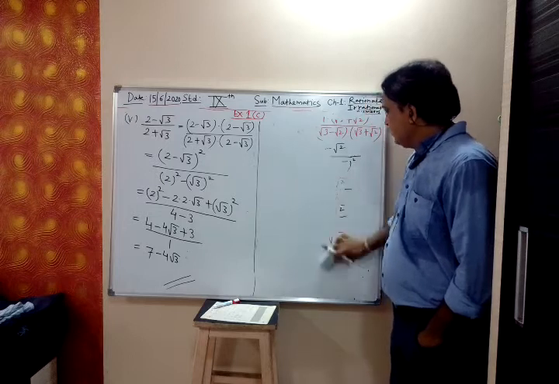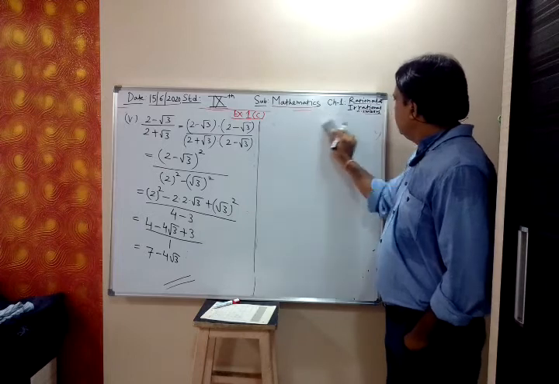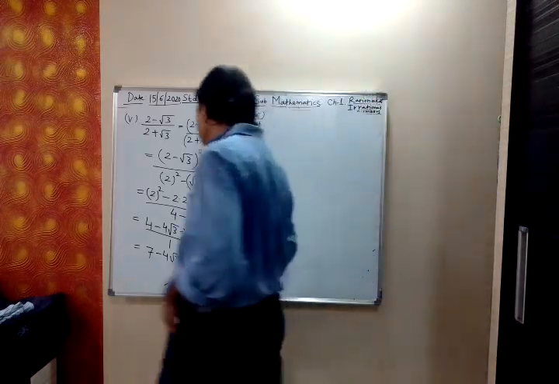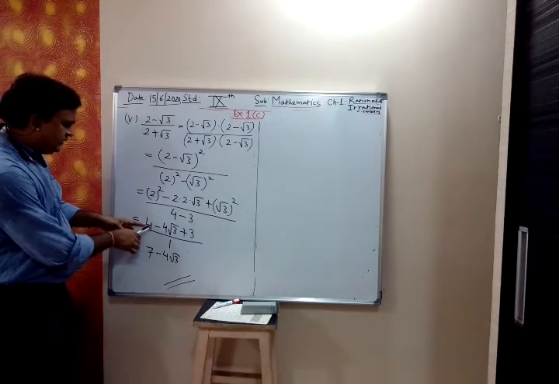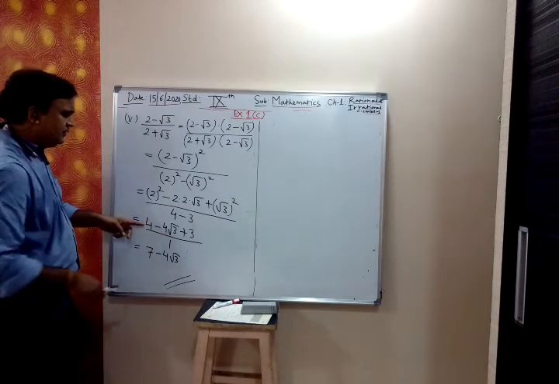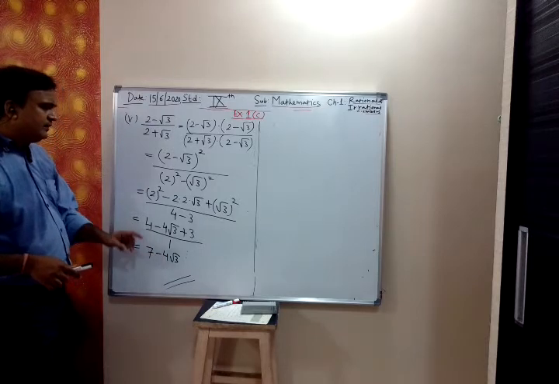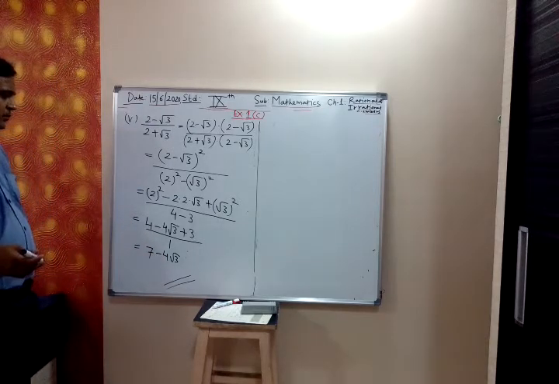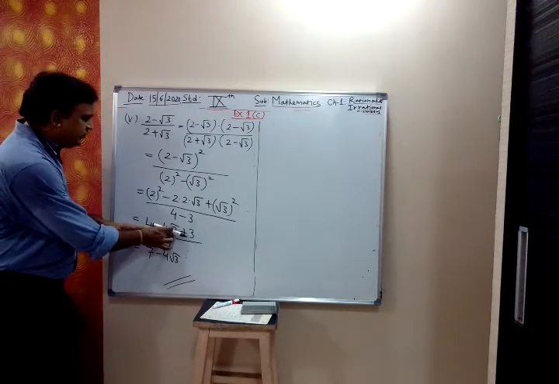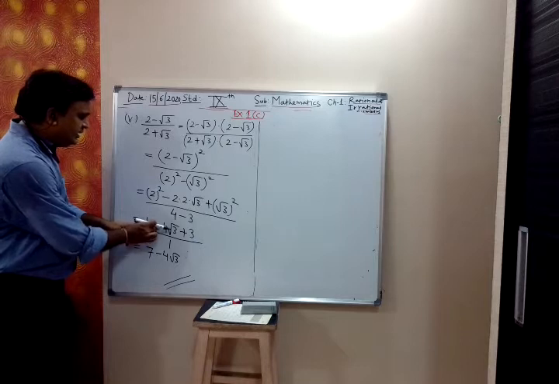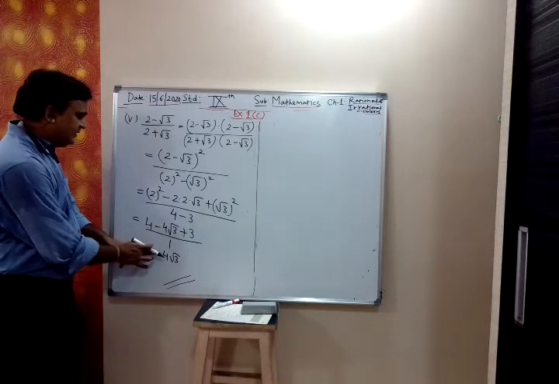7 minus 4 root 3. This 4 and this plus 3, no, 4 plus 3 is 7. Then minus 4 root 3, same sign. Clear? This 4 and this 4 root 3 I cannot simplify because there it is root 3 and there is no root 3, so they are not like terms. But this 4 and this 3 I can add. 4 plus 3, 7. Minus 4 root 3.